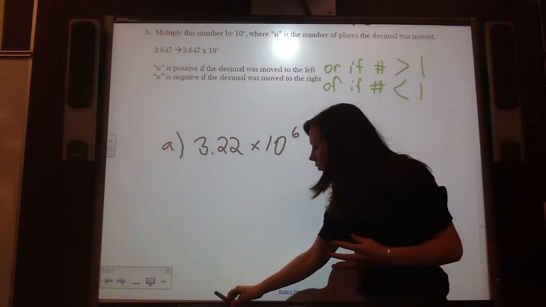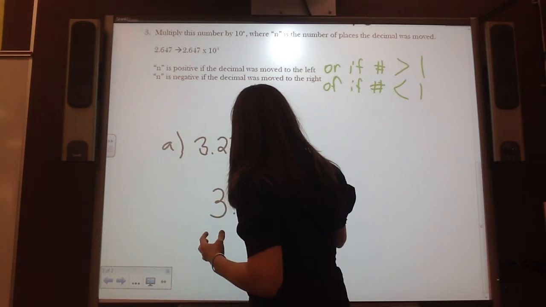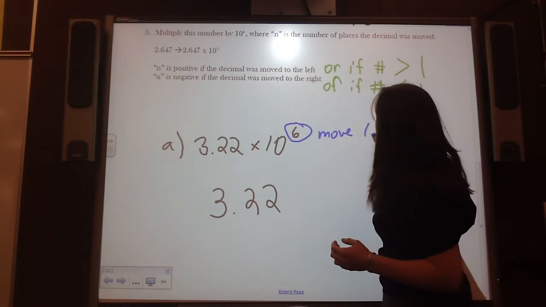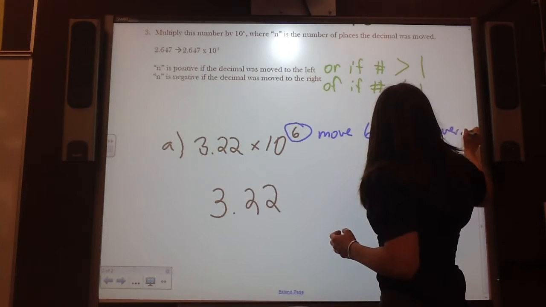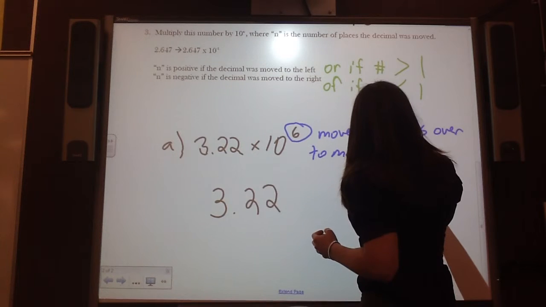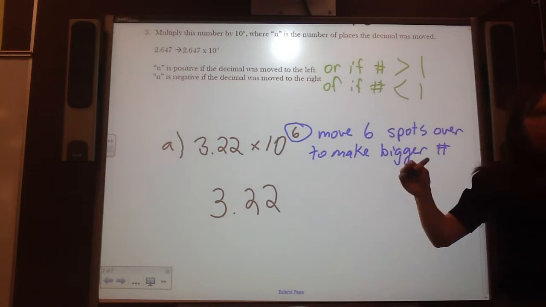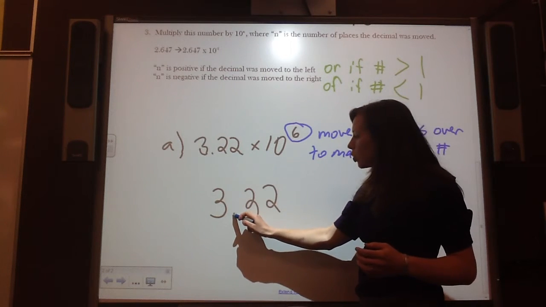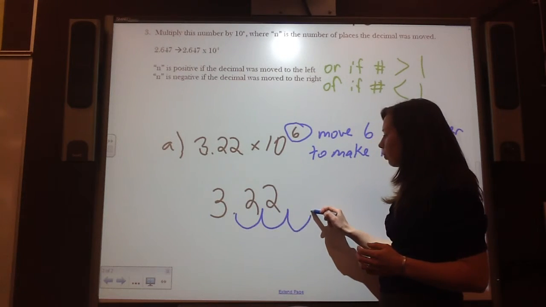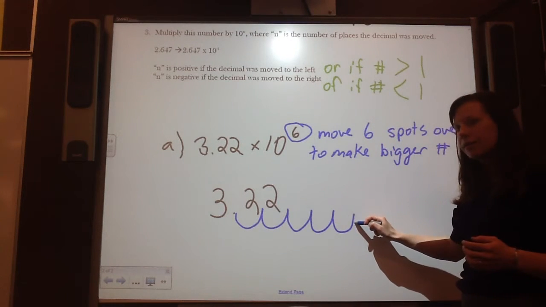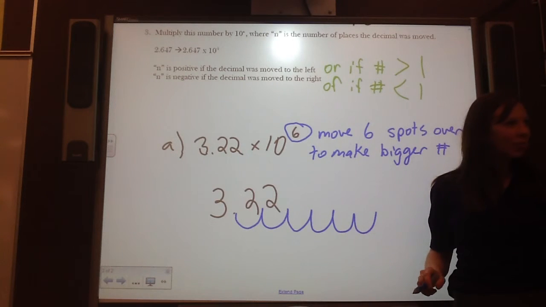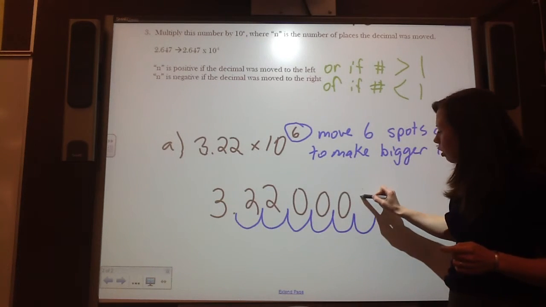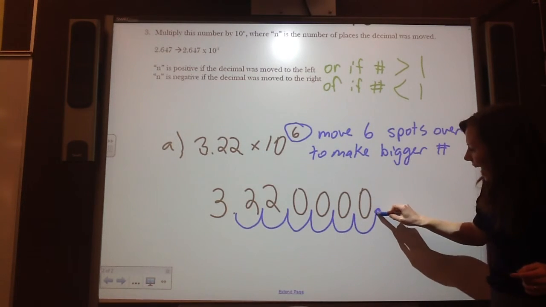So what we do is we start with our 3.22, okay? And what the 6 means is we move 6 spots over to make a bigger number, because since it's positive, we're making it bigger. So which way do I move the decimal to make it bigger? To the right or the left? Right. To the right. So I go 1, 2, 3, 4, 5, 6. And I like to make bubbles so that I know exactly how many spots, okay? So now you add in 4 zeros, and the decimal place is at the end.